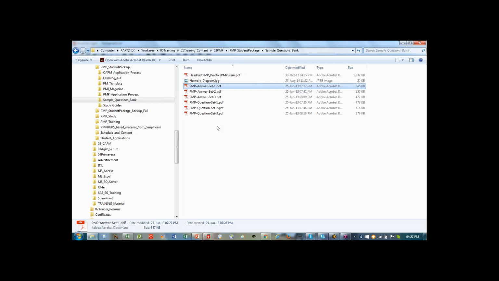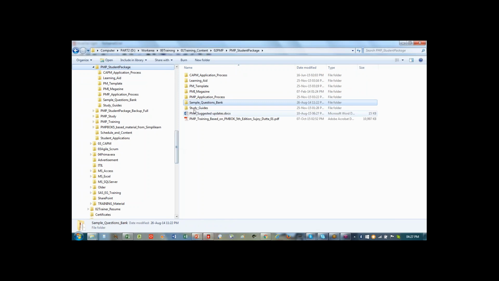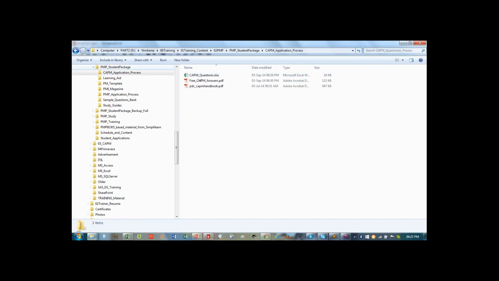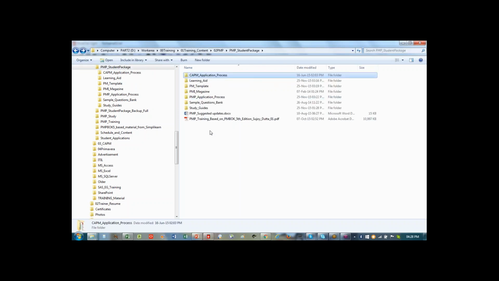Will you send us the total PMP student package, as I see on the left column? Yes, this is the whole package, and it has all these folders. Your appropriate folder would be the learning aid, PM template, PMI magazine. This is for the people who want to take the CAPM. CAPM application is a subset of the PMP, so those who are taking the training for the PMP can always take the CAPM.